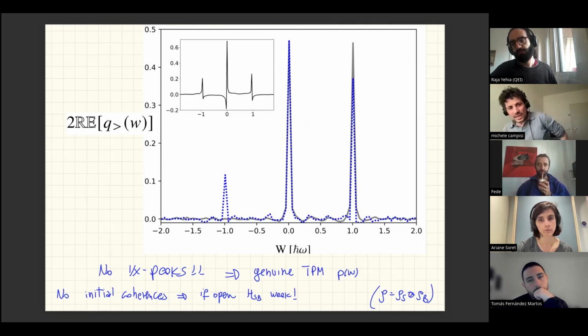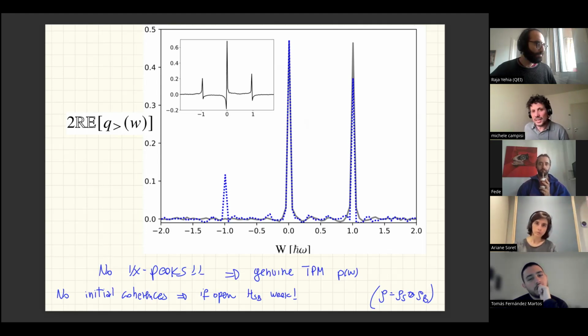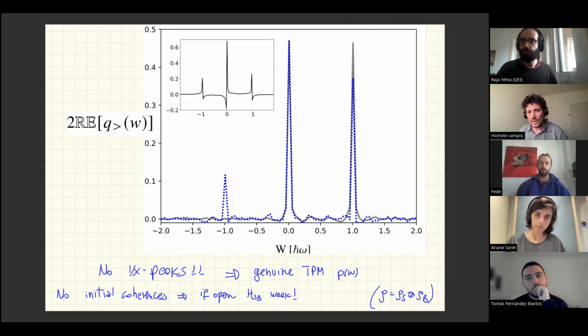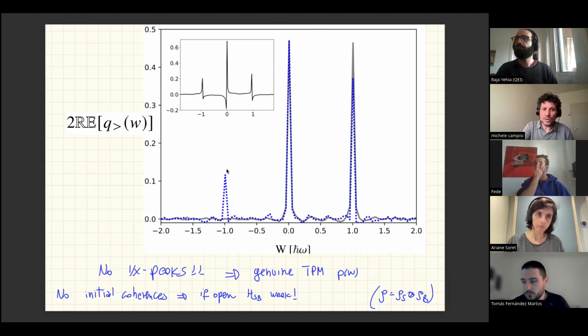But the question is, is this truly a work distribution of an open system? Are we really capturing transitions that are occurring in the compound system plus bath, or was the system actually not really interacting with the bath, and this is just a standard closed system work PDF? So I want to convince you that this is a genuine open quantum system work distribution.